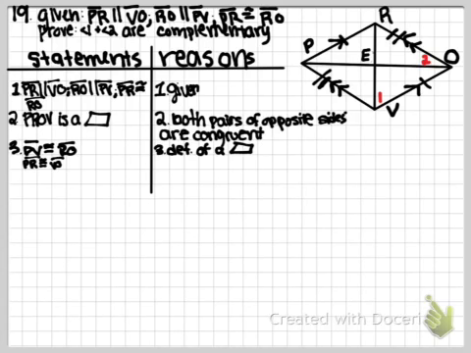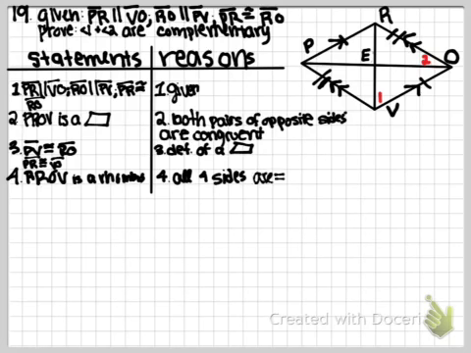Okay, so step 4 is we are going to say that parallelogram PROV is a rhombus. A reason for that is all 4 sides are congruent and parallel.